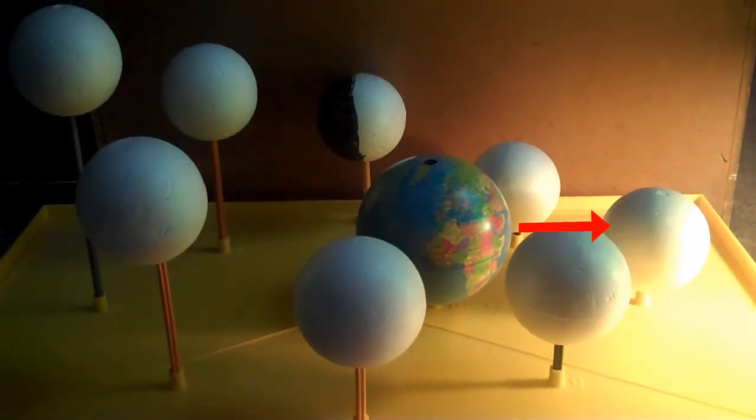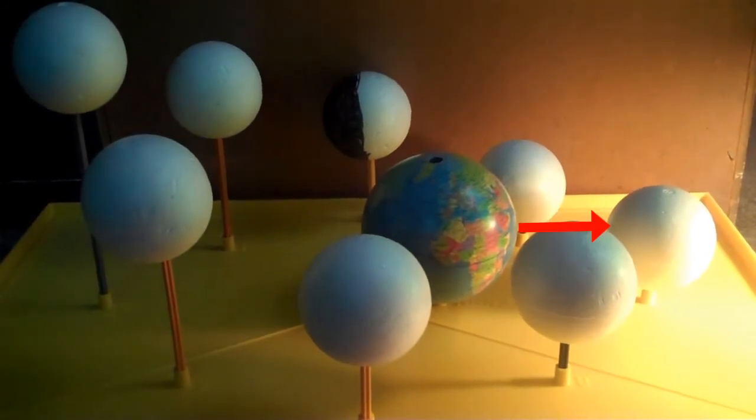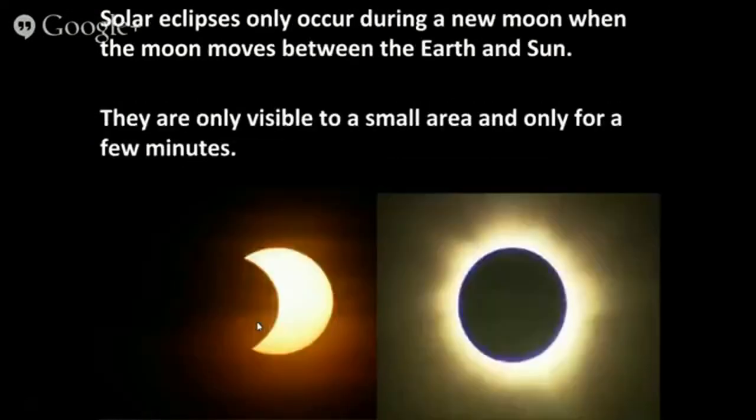Alternatively, if we have a new moon in which the moon does pass in between the Earth and the sun and it does land on that plane, we will get a solar eclipse because the moon is now blocking the light from the sun, preventing it from reaching the Earth. So solar eclipses occur only during a new moon, when the moon moves between the Earth and the sun.